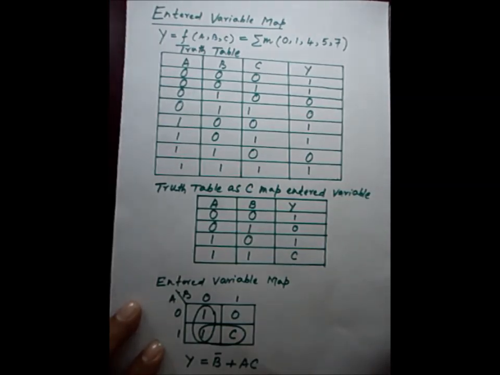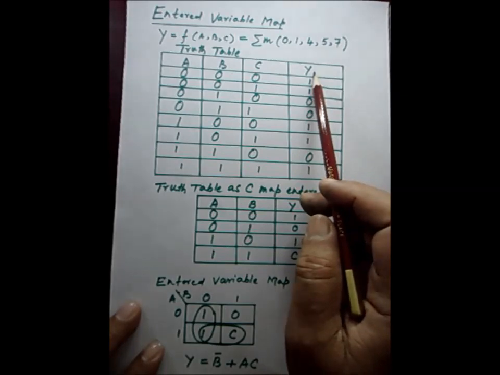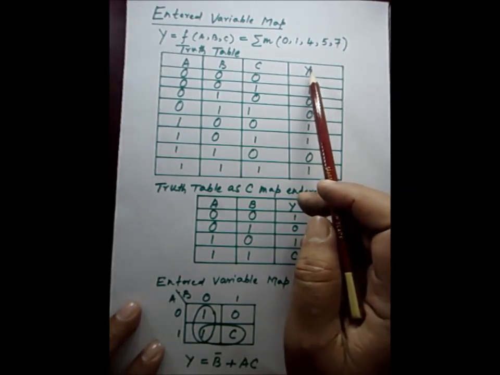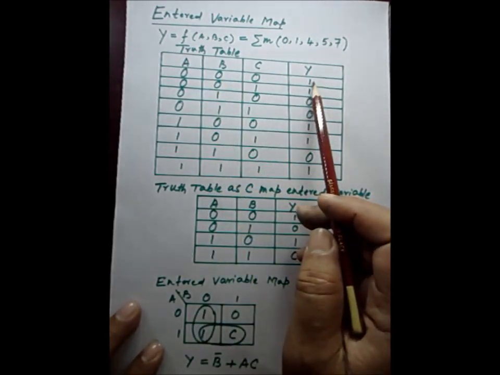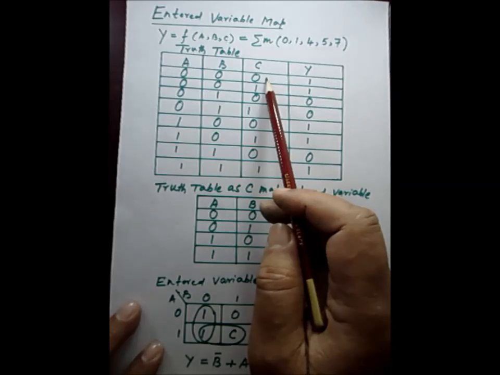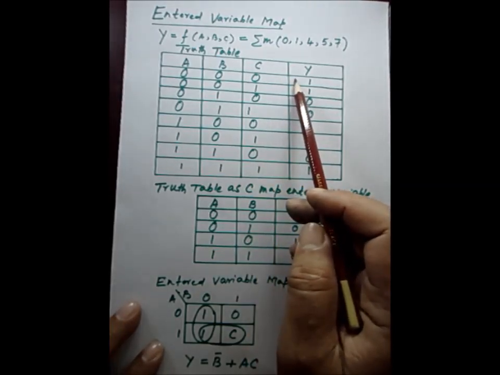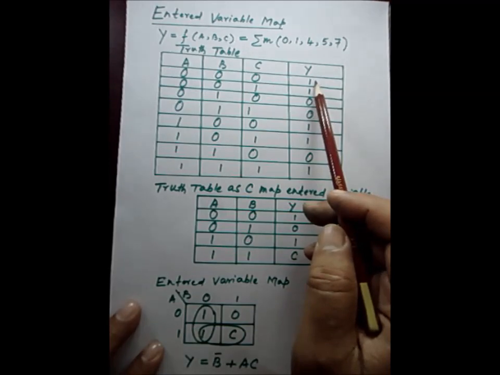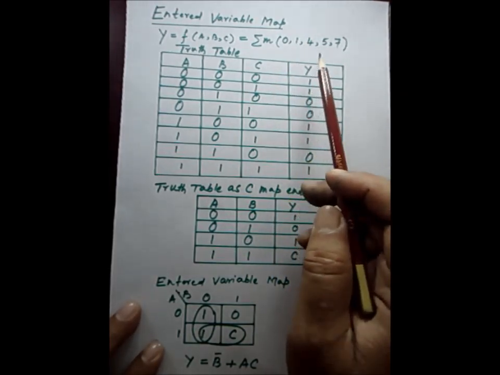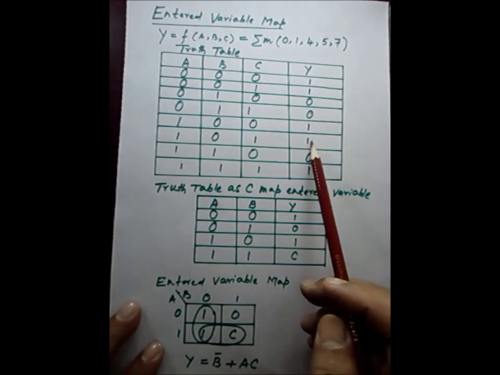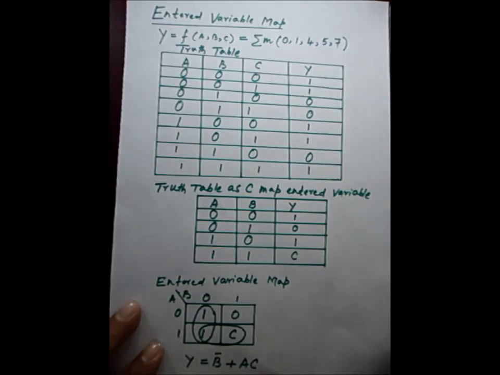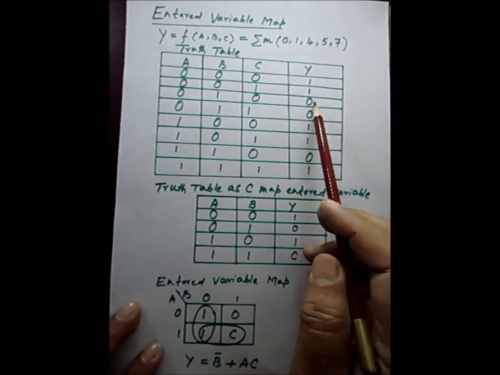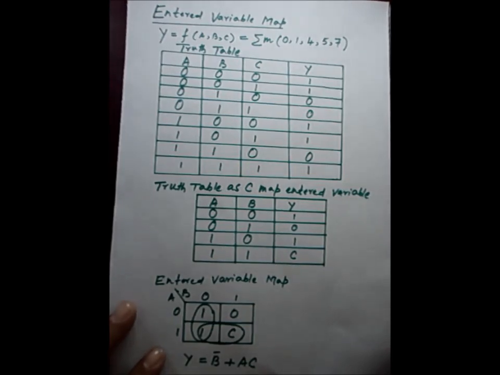And we know that the output Y will be 1 if the min term is present. If M0 is present, then the corresponding output is 1, because 0, 0, 0 indicates M0. Therefore, output is 1 for M0, M1, M4, M5 and M7. The remaining min terms are not present, so the output will be 0. That we know, and very easily the truth table can be prepared.